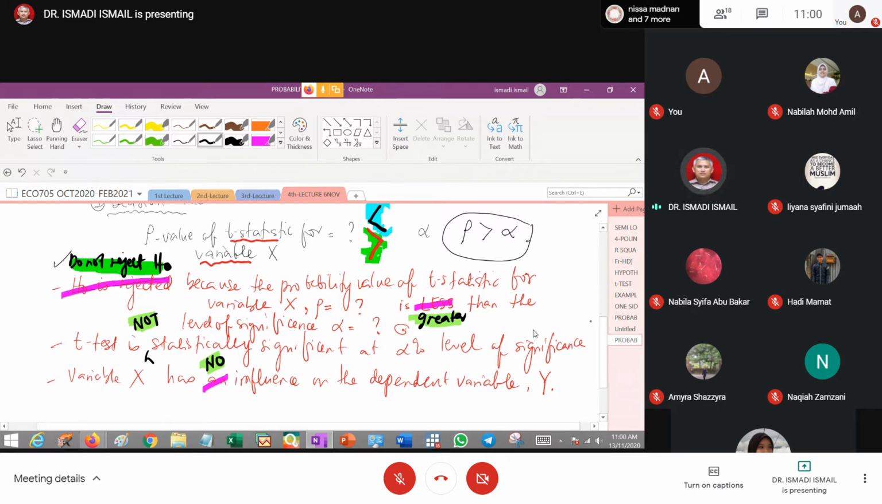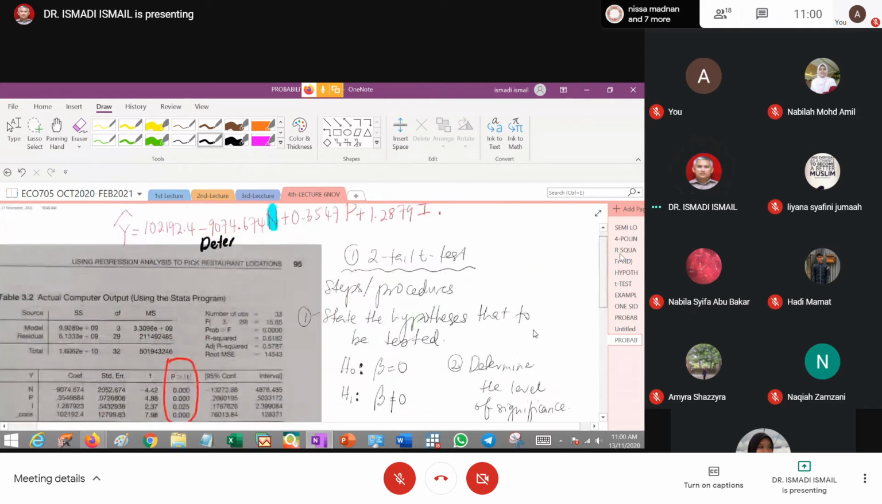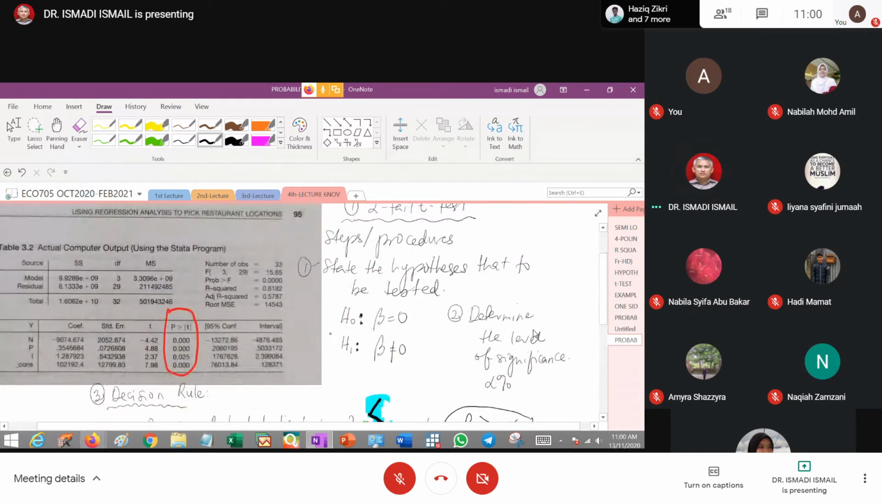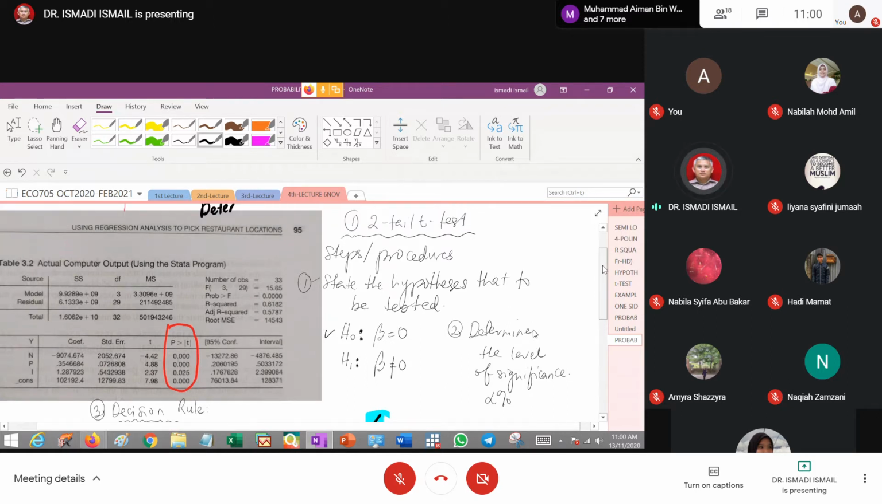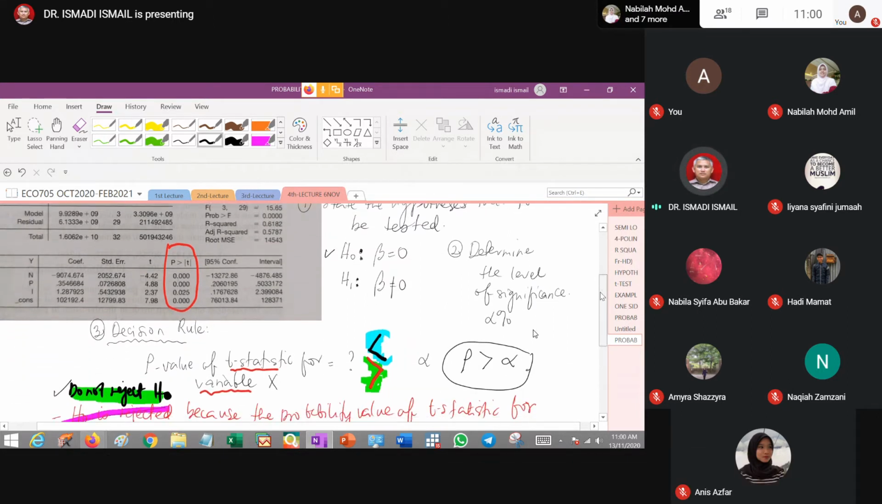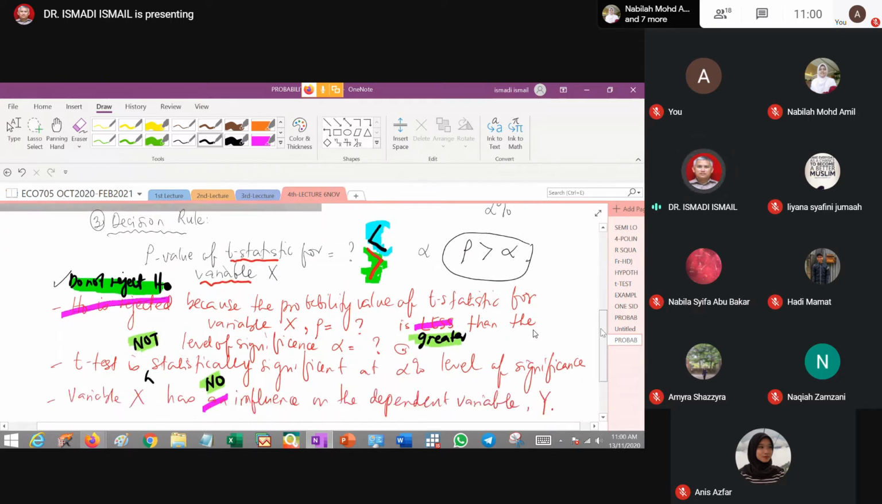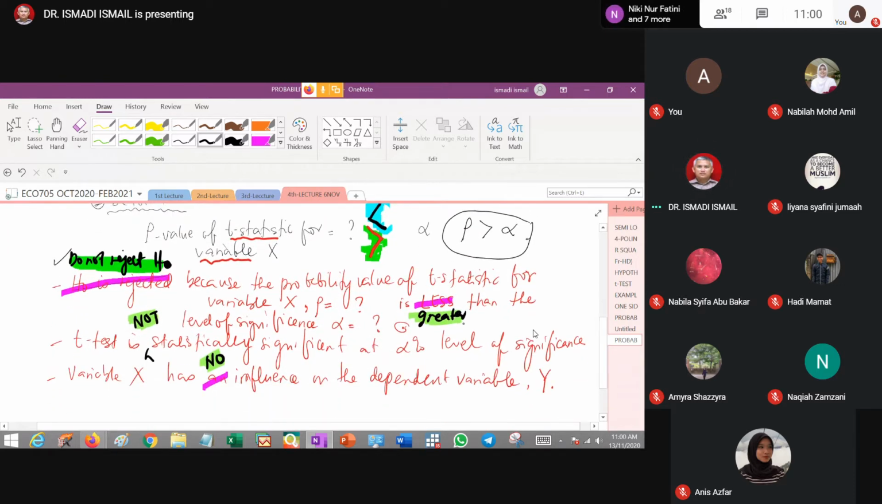When we do not reject H0, what does it mean? It means that we accept the null hypothesis, indicating the true coefficient is equal to 0. When the true coefficient is equal to 0, any changes in that particular variable won't have an impact on y. That is why we say that variable x has no influence on the dependent variable y.